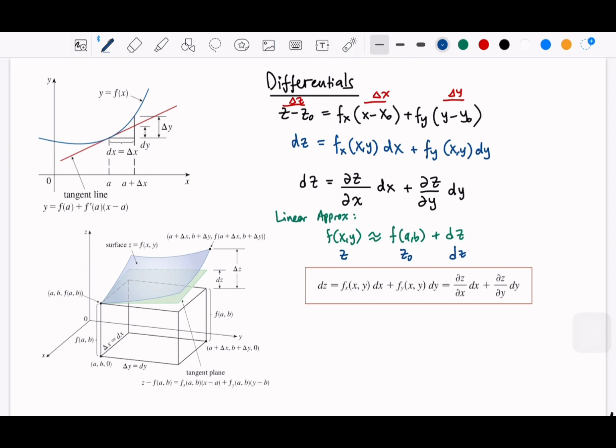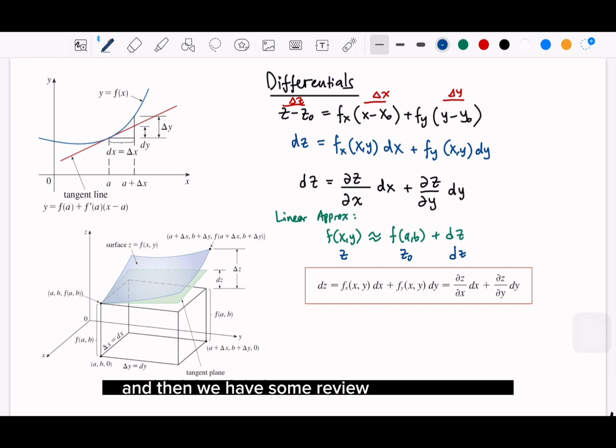The next part is I would like to go to the chain rule. So my goal today is perhaps the chain rule, and we call the gradient vector. Okay, the gradient vector. Hopefully we can finish that part, and then maybe have some review if we have time.